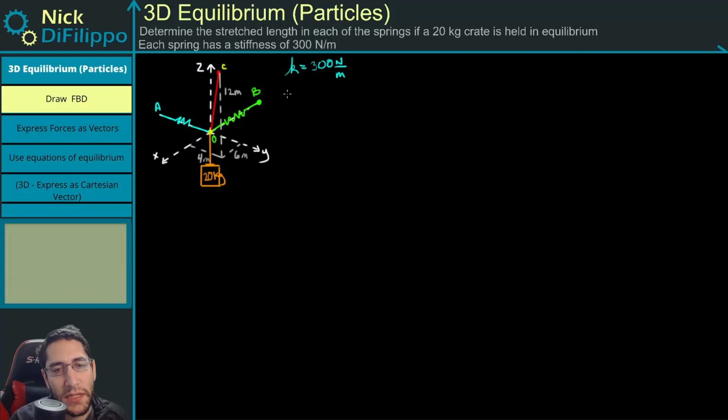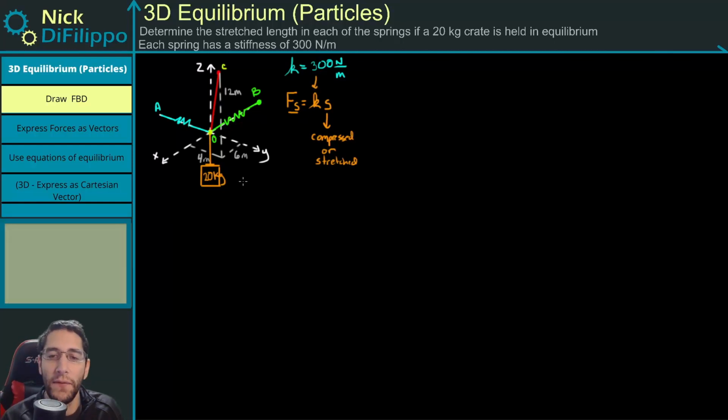The force of a spring, F_s, is equal to K times, we'll call it S or X. I don't want to use X because I don't want to get confused with the x-axis. It has nothing to do with the x-axis, so I'll use S. S is the distance that the spring has been stretched or compressed. In our case, we're looking at how far it has been stretched. So if we know our force and we know this K value, we'll be able to solve for this stretched length.